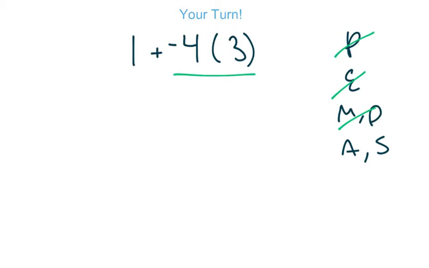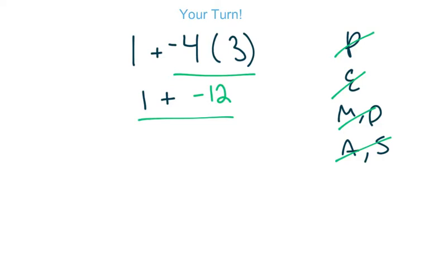Negative 4 times 3 is negative 12 because it's a negative times a positive. That's always going to be negative, and 4 times 3 is 12. I want to go ahead and just bring down that 1 plus. I look for addition or subtraction, and I see it. I see addition left. It's the last step, so 1 plus negative 12.